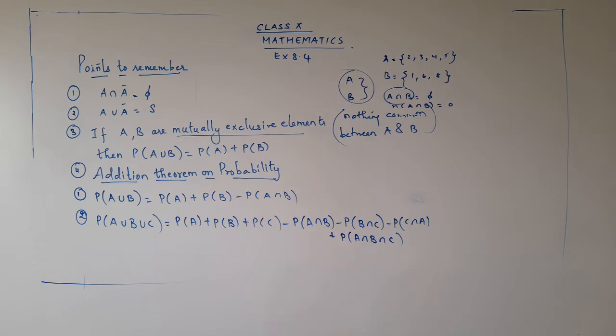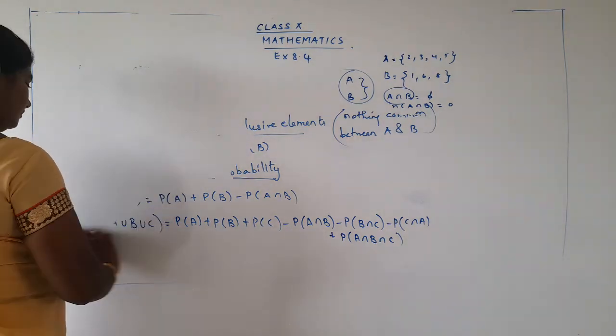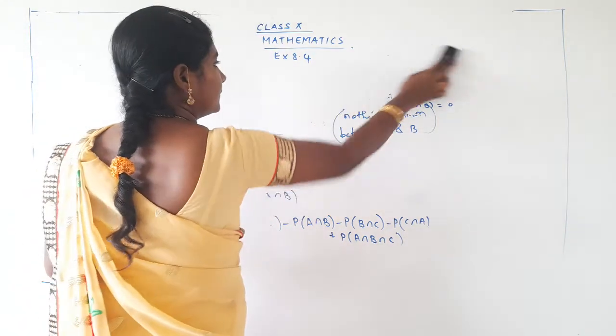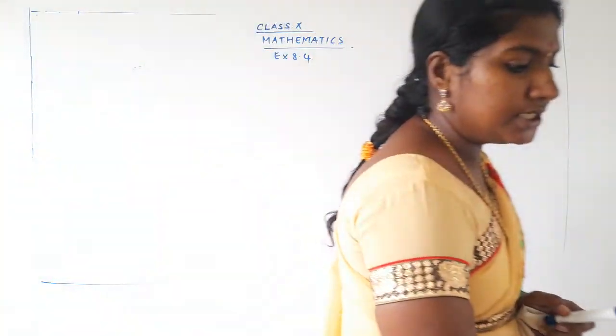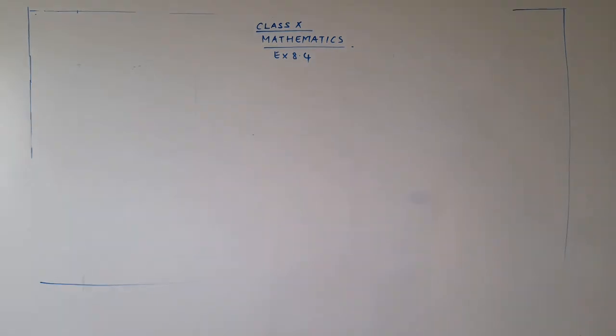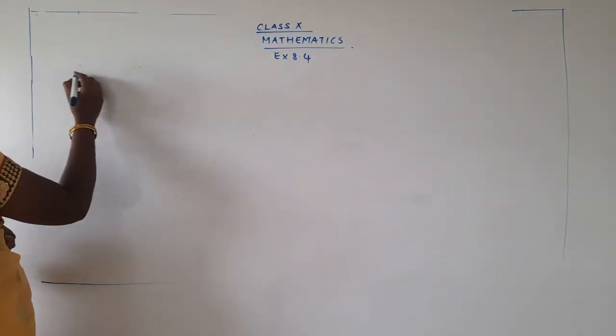Write down the first question. The question is, if P of A is 2 upon 3, P of B is equal to 2 upon 5, P of A union B is equal to 1 upon 3, then find P of A intersection B. So we are just going to use the addition theorem on probability and we are going to get the answer. So first of all, let's write down what is given and what to find. Write down given.